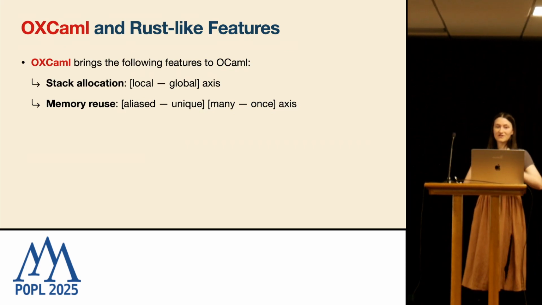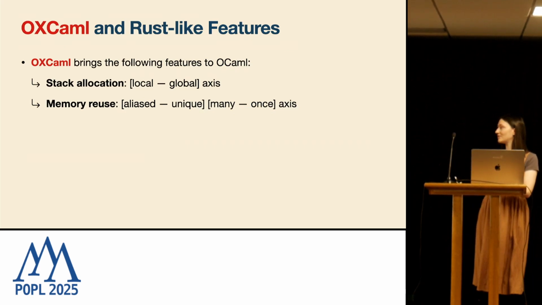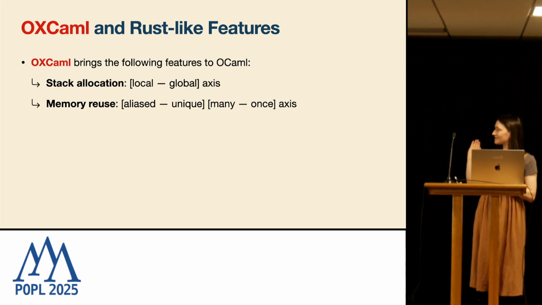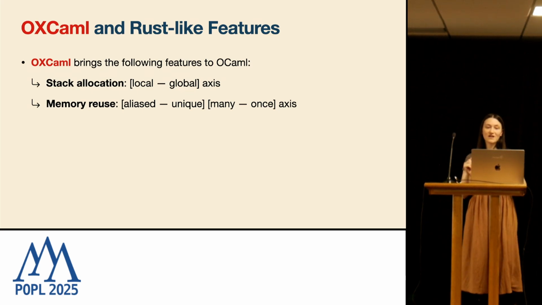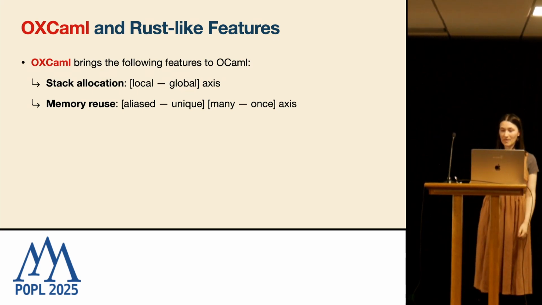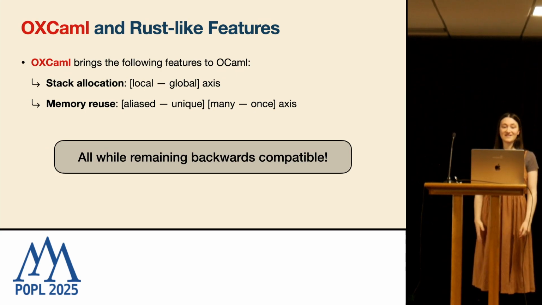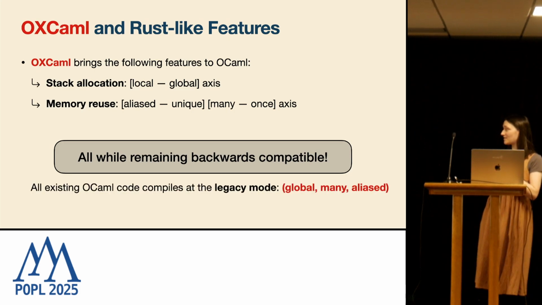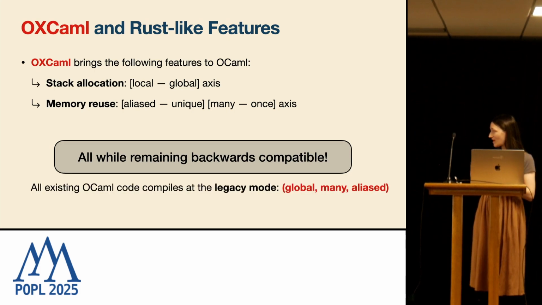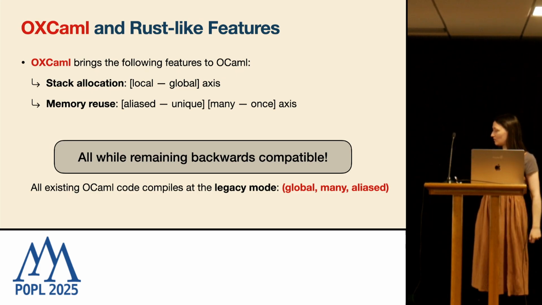So with these modes, OXCaml brings these features to OCaml. Okay, so it can use the local global axis to express stack allocation. And it uses aliased, unique, many once to express memory reuse. What's very impressive is that this design is completely backwards compatible. So that means that all existing OCaml code compiles, even with this new design, add the legacy mode, global many aliased.